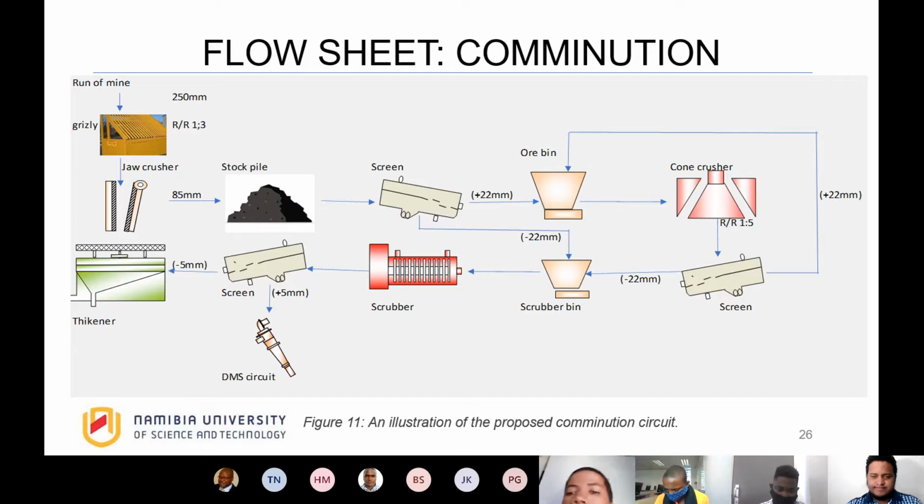Yes, and it will also make it difficult when you have to recover your ferrosilicon. So if the fine material, which already has low value because of its lightness, is causing problems to our DMS circuit, we can choose our cutoff size in such a way that we don't introduce too many fines into our DMS circuit. So yeah, that's about it.